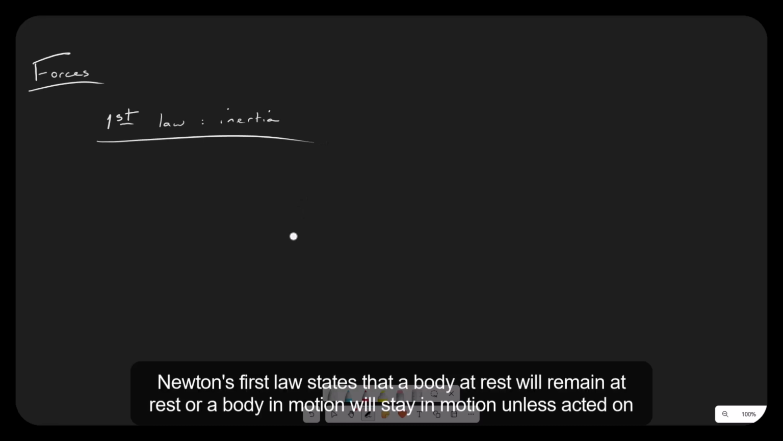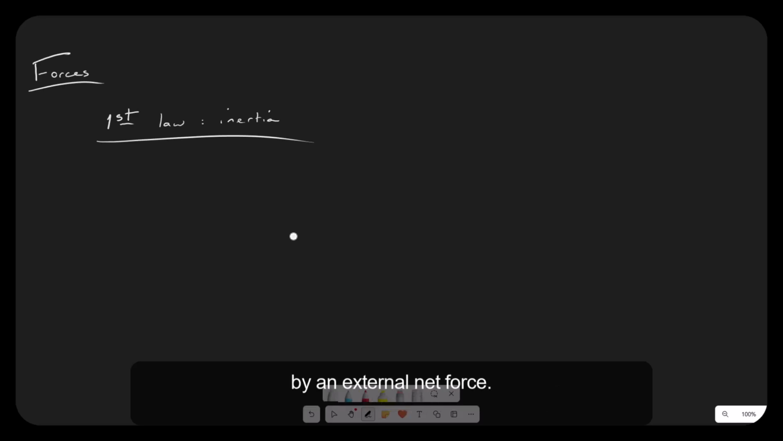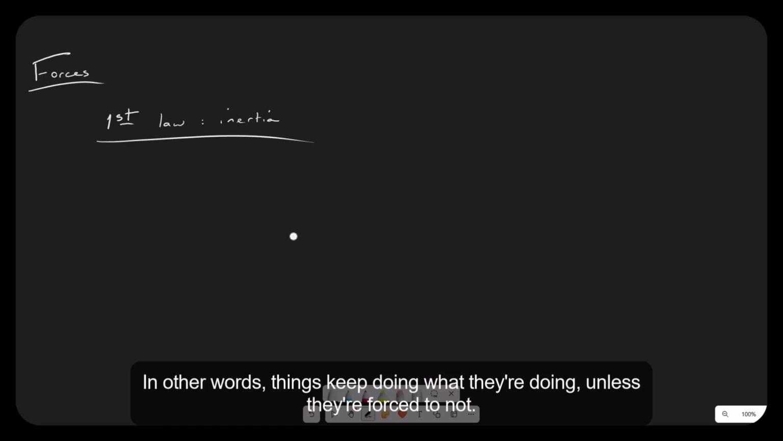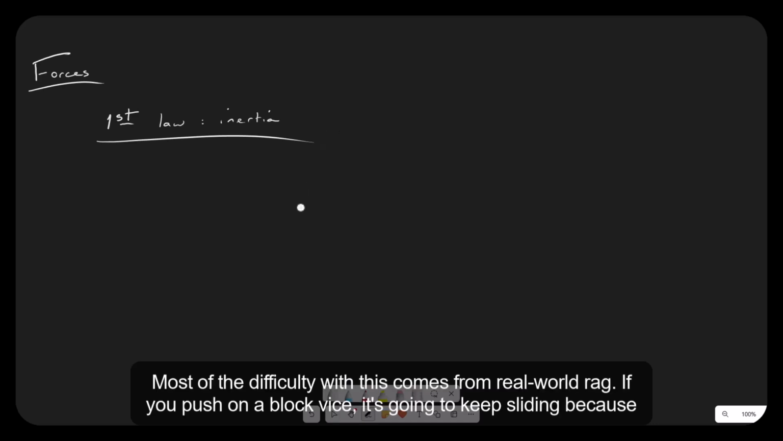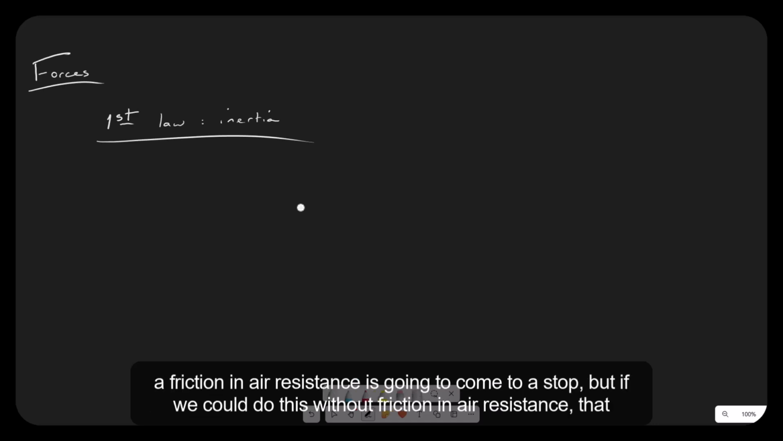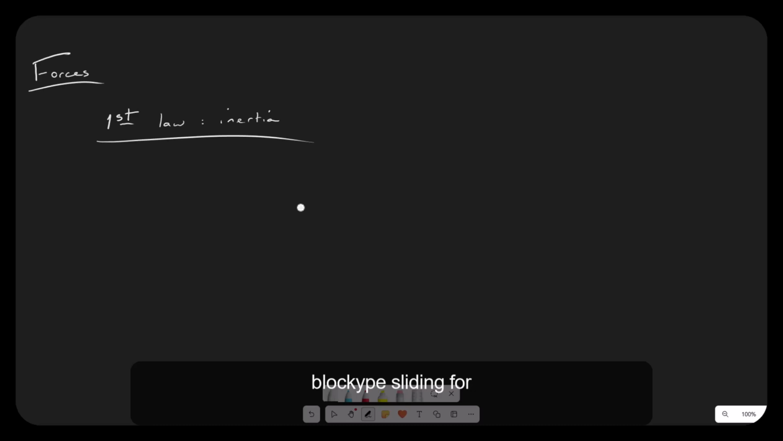Newton's first law states that a body at rest will remain at rest, or a body in motion will stay in motion, unless acted on by an external net force. In other words, things keep doing what they're doing unless they're forced to not. Most of the difficulty with this comes from real-world drag. If you push on a block of ice, it's going to keep sliding. Because of friction and air resistance, it's going to come to a stop, but if we could do this without friction and air resistance, that block would keep sliding forever.